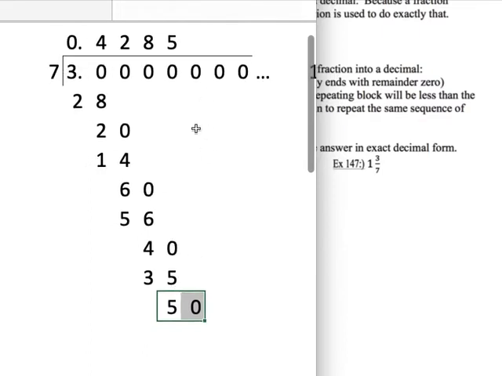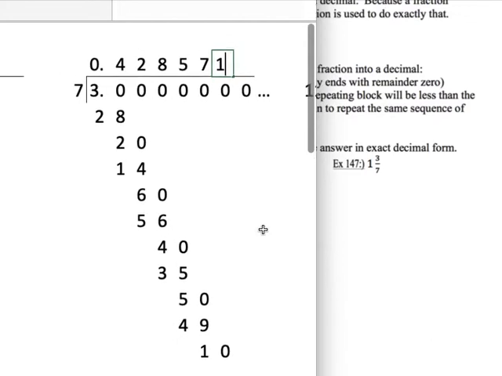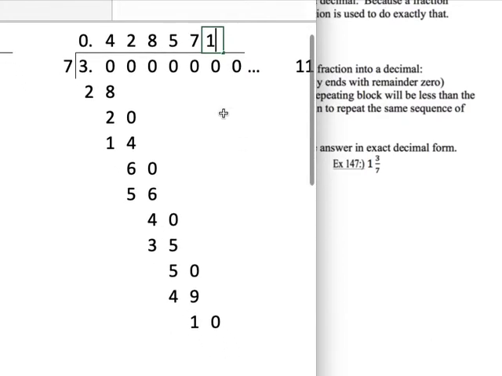So 7 goes into 50 7 times. 7 times 7 is 49. 50 minus 49 is 1. Bring down a 0. And 7 goes into 10 once. I'm going to have to zoom out here a little bit to get this one to work. So 1 times 7 is 7. When we subtract, we get 3 as our remainder.